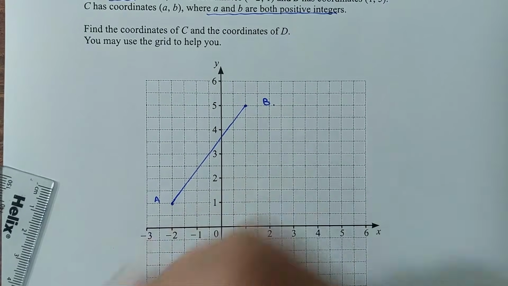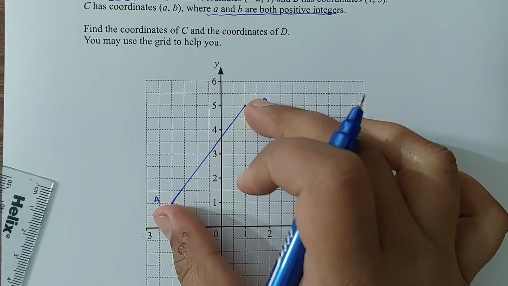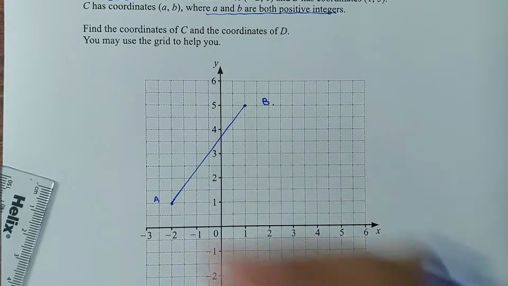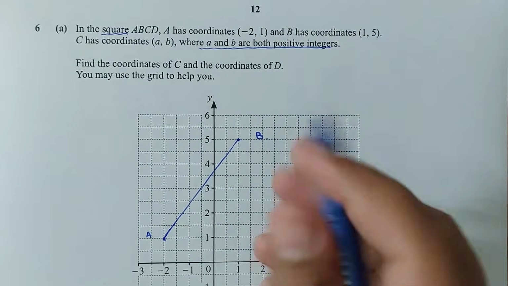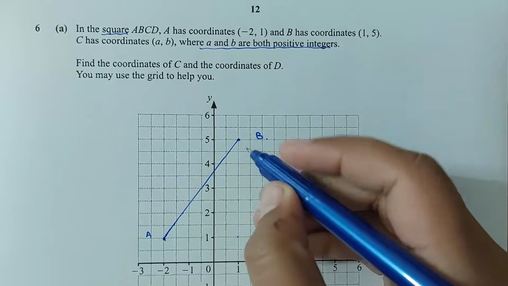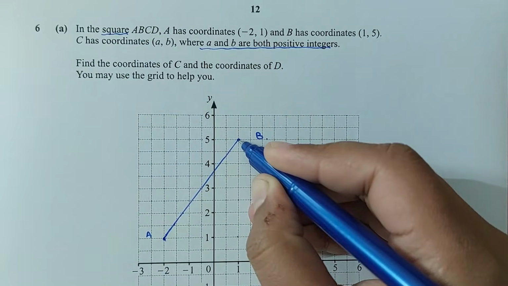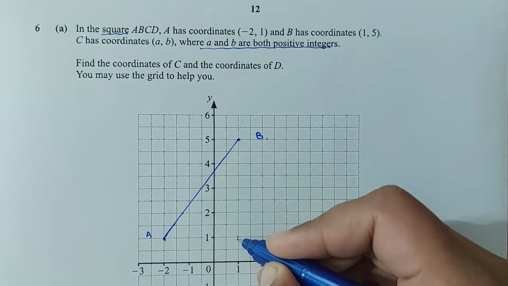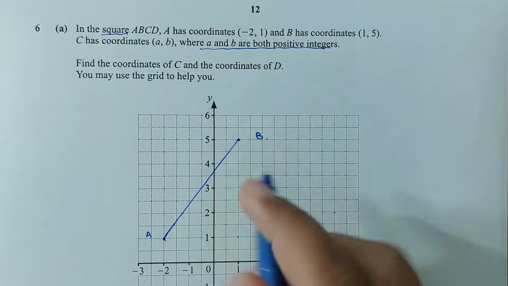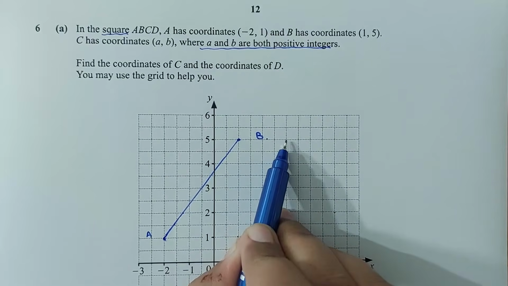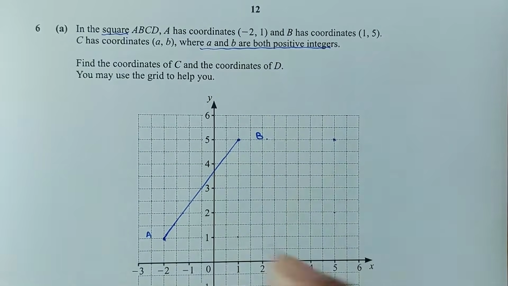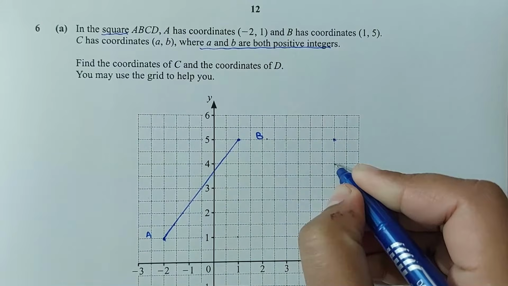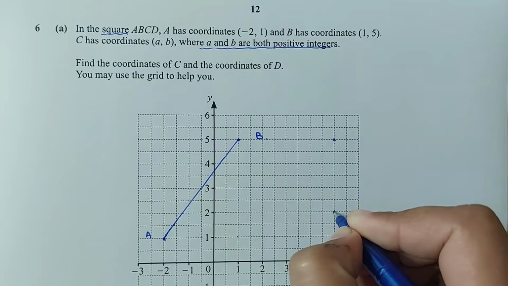Okay, so it means that it's a square. So the distance AB should be the same as BC and AD. Now let me calculate the distance AB, right? So the vertical distance is from 5 to 1. It's 4 units, right? 1, 2, 3, and 4 units. Okay, and the horizontal distance is -2 to 1. This is 3 units. Now moving down 3 units from 5 to 2, we have 3 units.